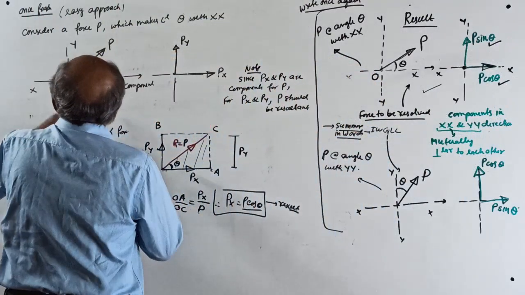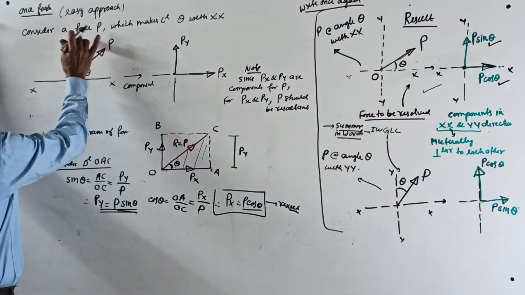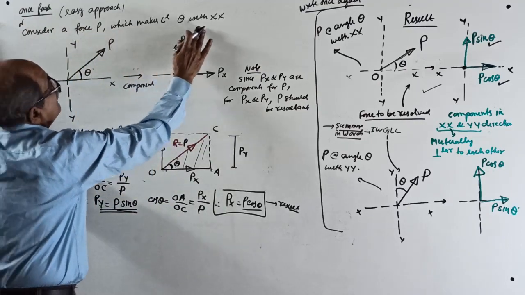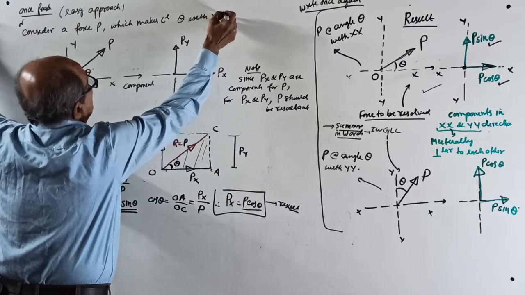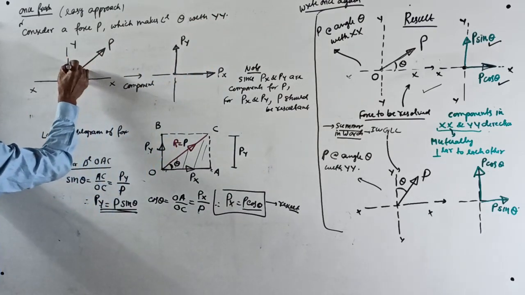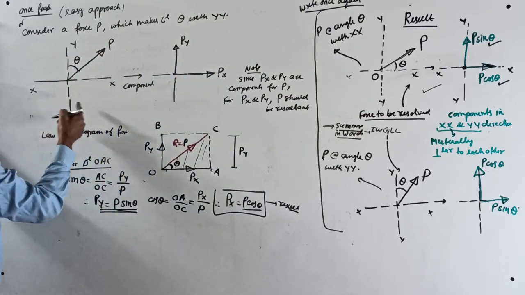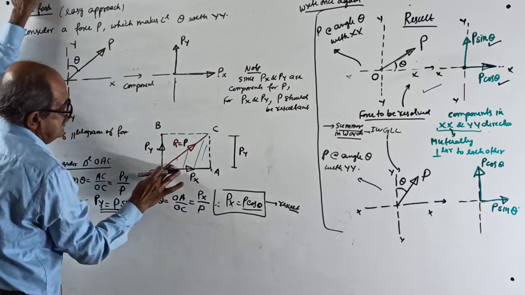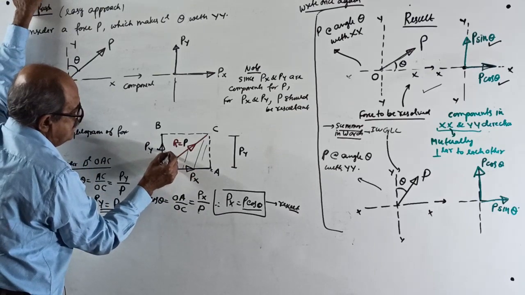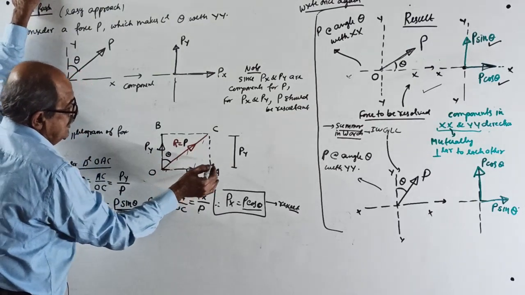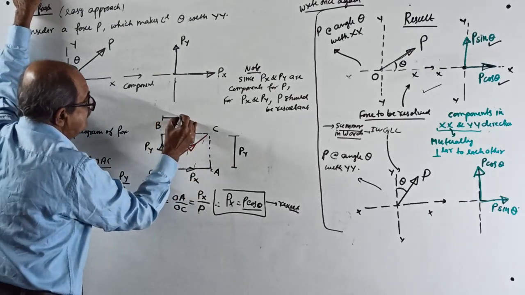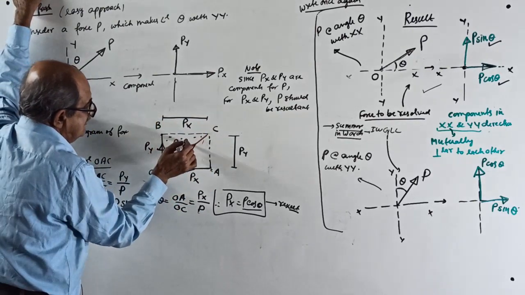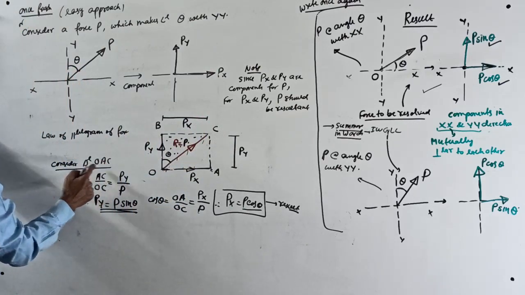And next, consider a force P which makes angle theta with yy. Okay, I will change it here once again. You should write once again, not copy this one. Now this is same, Px, Py. Now, this is your theta. Now remember, if this is Px, this also is Px. Now consider this triangle, consider triangle OBC.